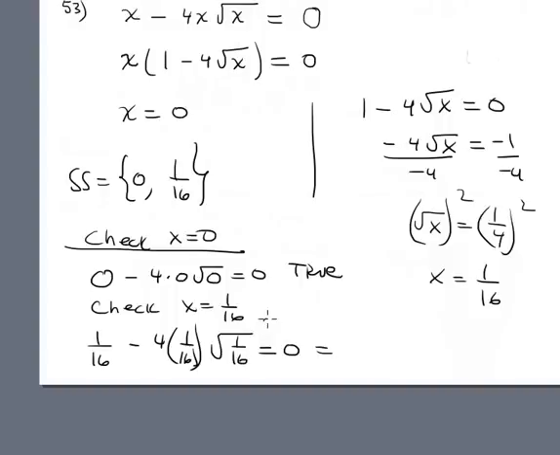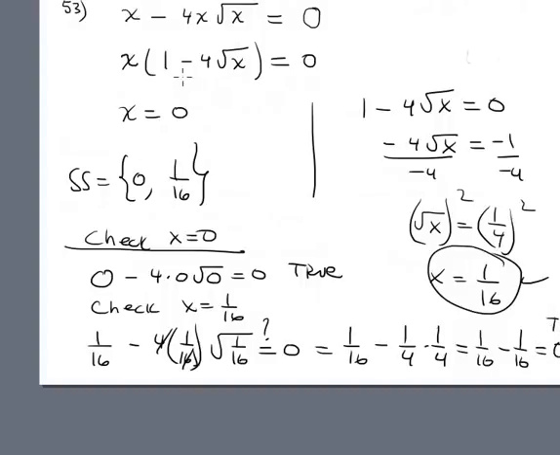This is 1 over 16, and the 4 cancels out. This is minus 1/4, and the square root of 1 over 16 is 1/4, it's perfect. This is 1 over 16 minus 1 over 16 is 0. Correct, true. Both solutions are perfect. This is perfect and this is perfect. The solution set is this.